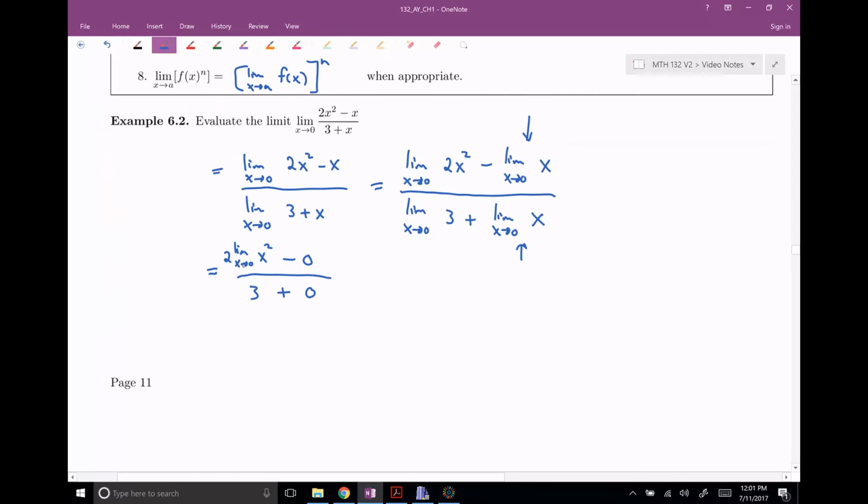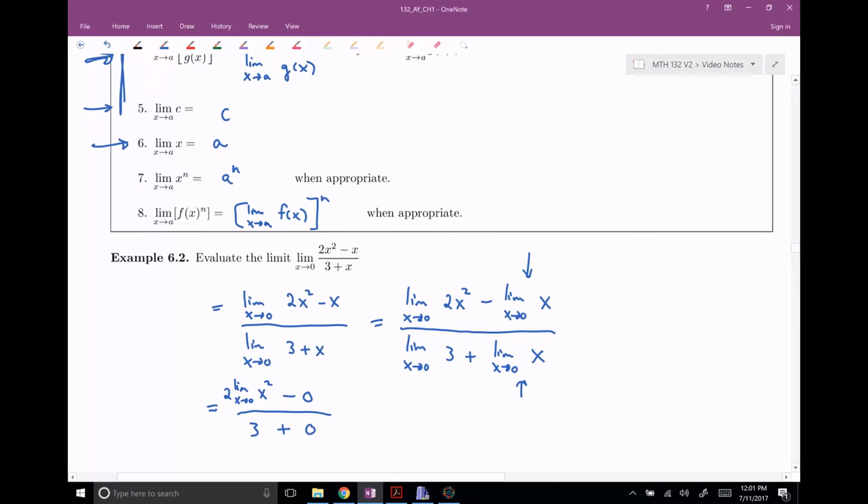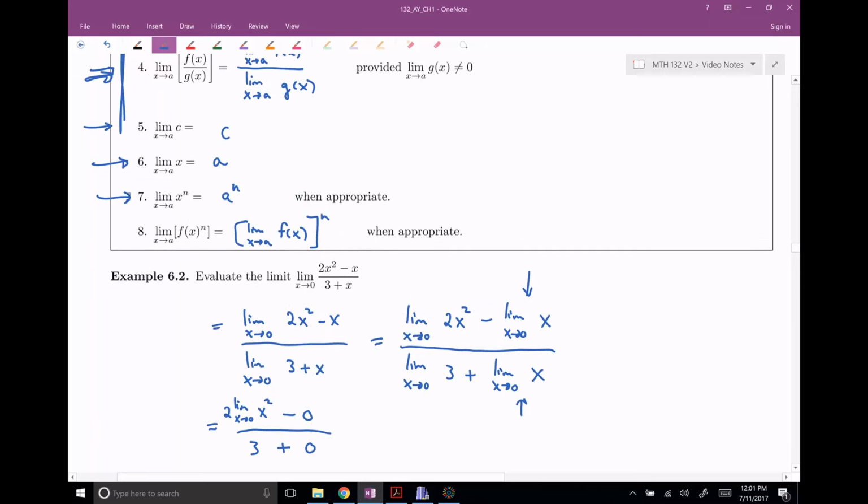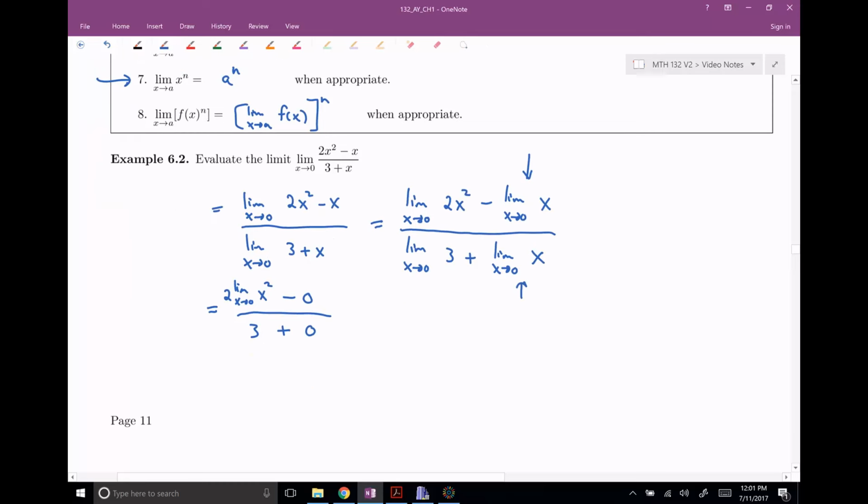And now the limit as x goes to 0 of x squared is going to be good old number 7 here, where n is 2. I have an x squared in this case, so I'm going to get 0 squared. So this is 2 times 0 squared minus 0 over 3 plus 0. I'll simplify that down to just 3 on the bottom, so I have 0 on top and 3 on bottom. That's my answer. Well, you usually would simplify this, and 0 divided by anything is really 0.